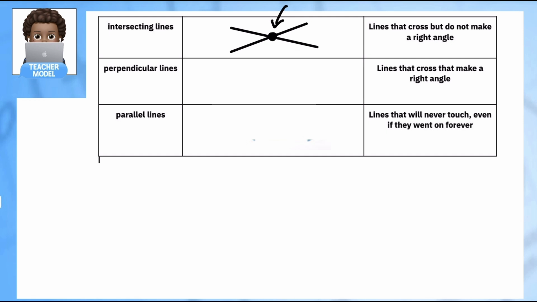Sometimes I'll try and show it down here. Like I might have a line here, it's going on and on forever. Another line here. These 2 lines are still intersecting. Even if it doesn't go through the other line, these are still intersecting lines.